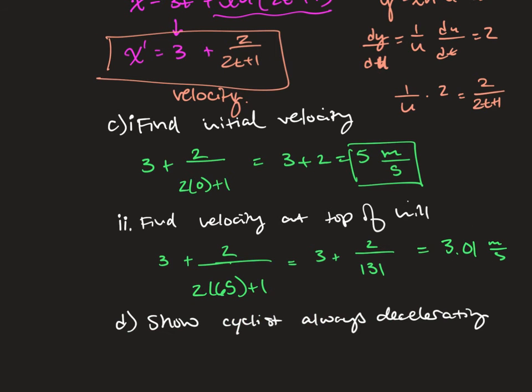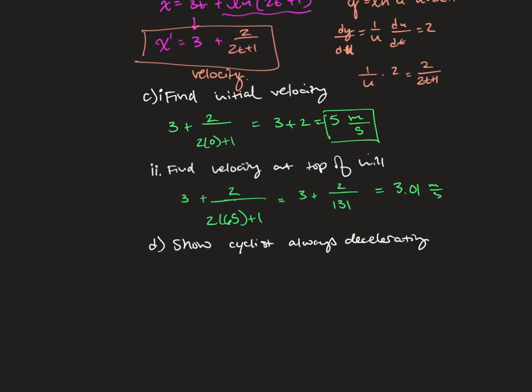And our last job is to show that the cyclist was always decelerating. For that, we're going to need the second derivative. So x double prime is going to be, we're going to need the derivative of this guy. So I'm going to write that as x equals 3 plus 2 times 2t plus 1 to the negative 1. Okay. Derivative of this is just going to be 0. So what we're going to have to do is a chain rule.